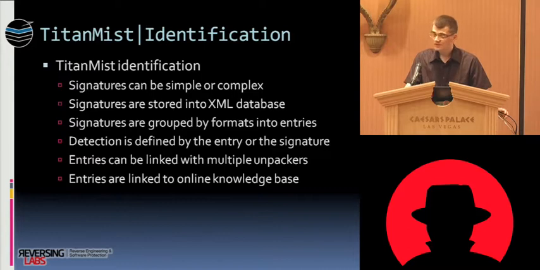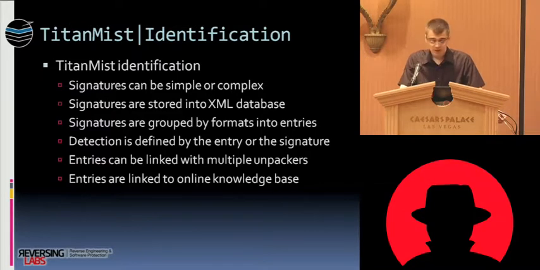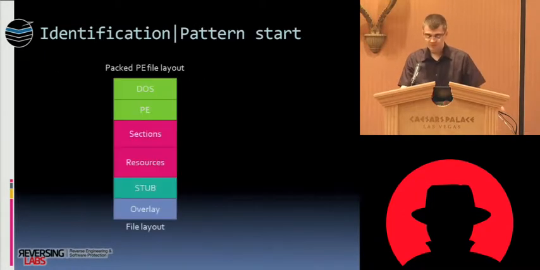So as I said, you can have multiple signatures for a single file format because there are different versions and packers evolve over time. And detection is either global by the entry, so you have one version for the entry, and you can have specific detection for the signature as well. And the entries are linked to the unpackers, which are called once you tell TitanMist to unpack the file you're interested in, and they are both linked to the online knowledge base.